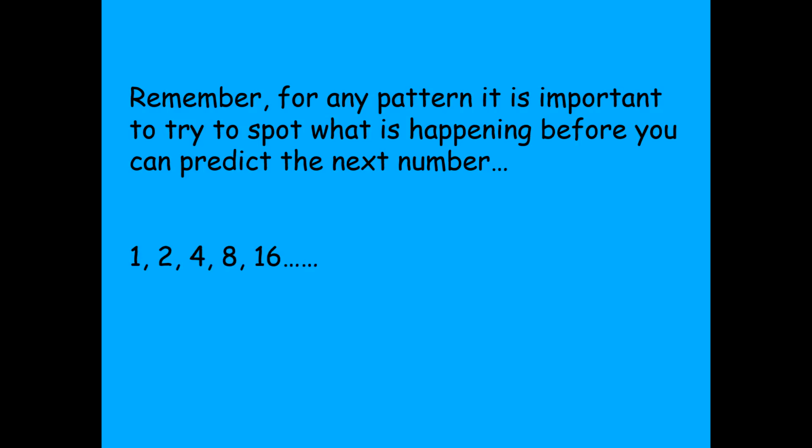Okay, so we've got 1. Then we go to 2, which means we've doubled 1. Then we're jumping to 4, which means we've doubled 2. Then we go to 8, which is double 4. 4 and 4 is 8. Then 8 plus 8, which is double 8, lands us on 16.